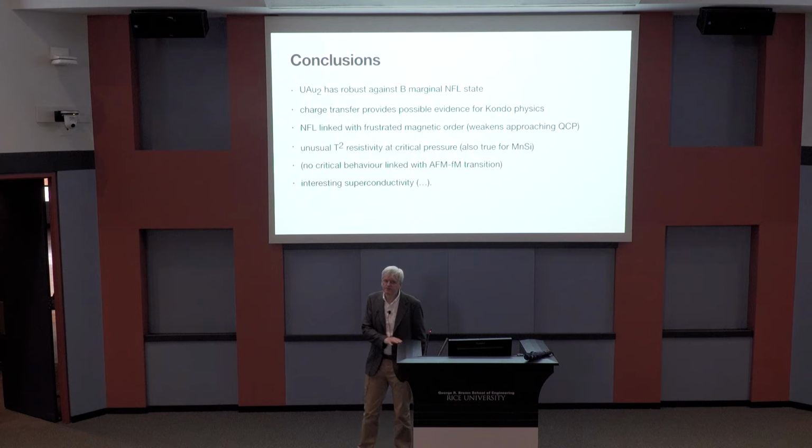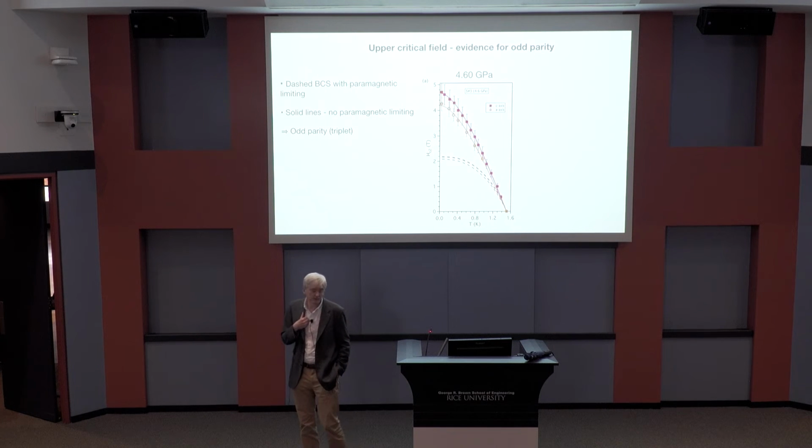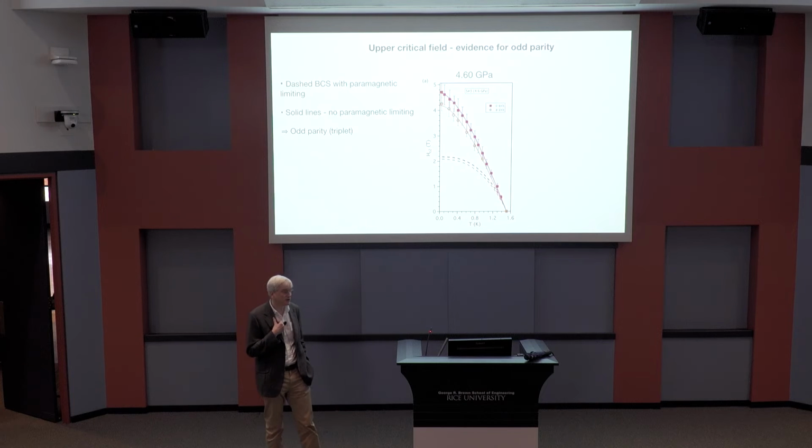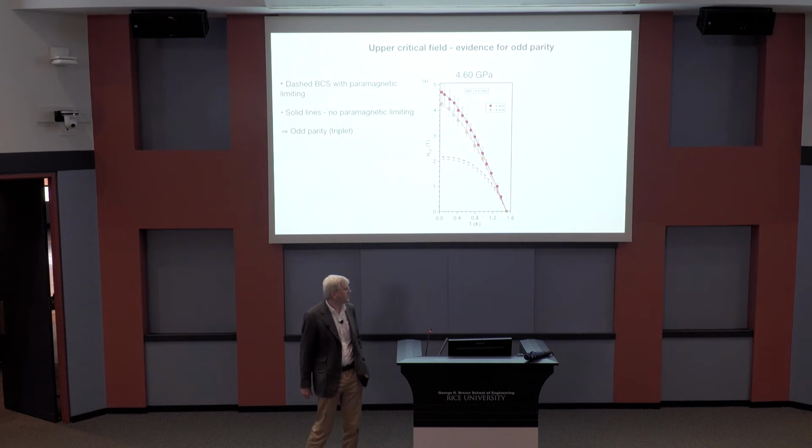I also showed you some superconductivity. So I'd like to say a few words about the superconductivity, just a couple of graphs. So here's the upper critical field for superconductivity at the highest pressure, where the transitions are the cleanest. And they're shown there for the field along two different crystallographic directions, along the c-axis and in the basal plane, along the a-axis.